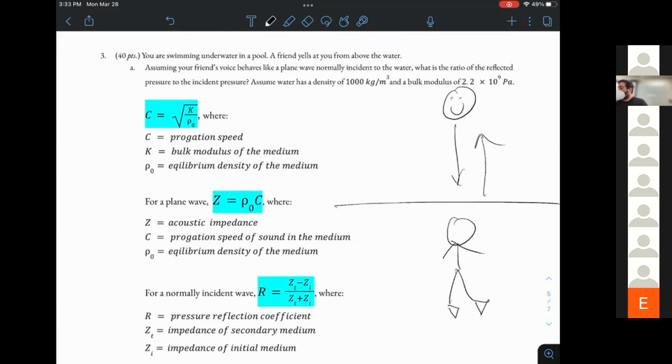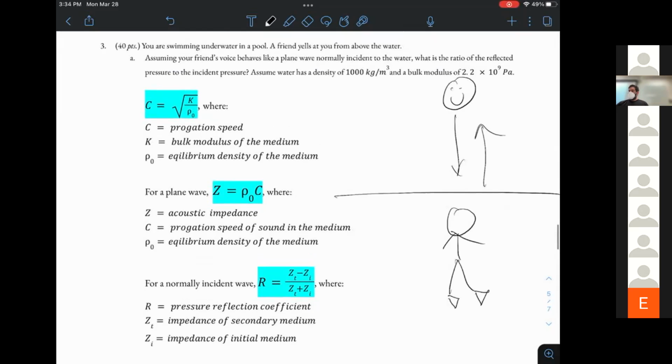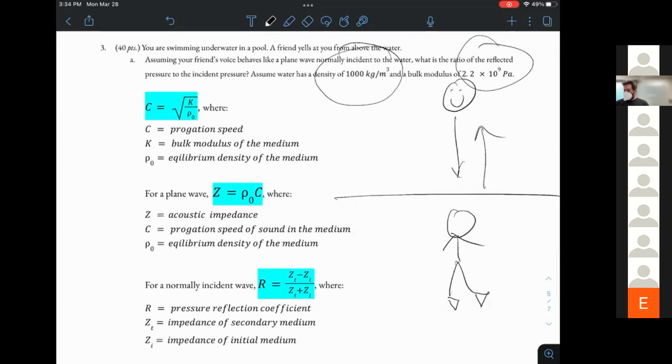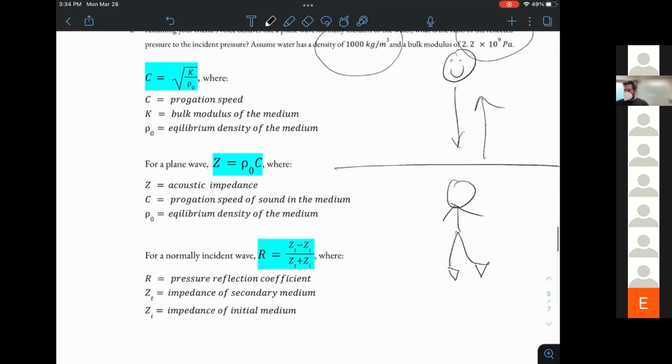We want to know how much of that pressure, what percentage of the pressure value of this wave is going to be reflected back. What we're going to need to know is the propagation speed in both mediums. We already know it for air, need to know it for water. And we can do that with conveniently the two values we've been given, the bulk modulus and the equilibrium density, I think is what that's called, rho naught for water. So you can find a propagation speed of sound in water.